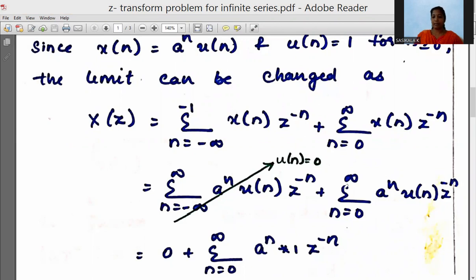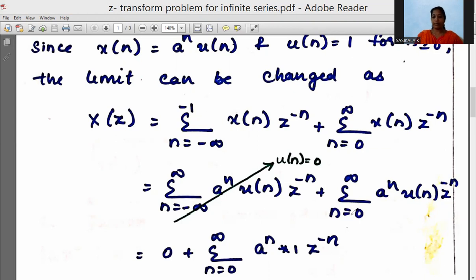So the remaining is summation n varies from 0 to infinity, a power n into u of n into Z power minus n. So the first term becomes 0. Listen, this is the limit: summation n varies from minus infinity to minus 1. Here I have wrongly given it. It is not infinity, this is minus 1. So that's why your u of n is equal to 0. So the first term goes to 0.